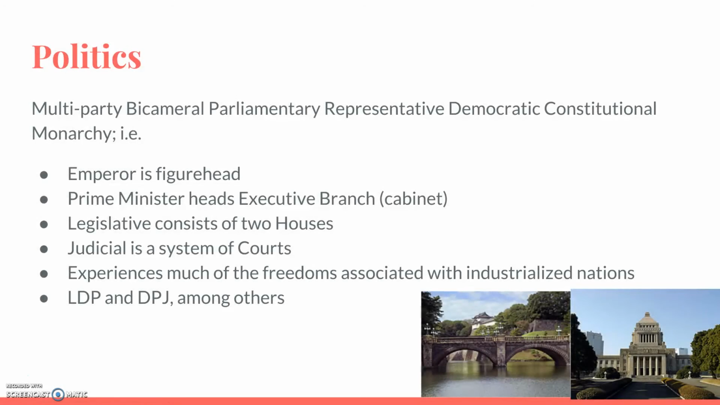Japan has a multi-party parliamentary system of government, similar to Britain's, in which the king or emperor is the figurehead and the real power rests with the prime minister. The legislative branch of government consists of a House of Representatives and Council, and it does have a Supreme Court system upheld by the police.